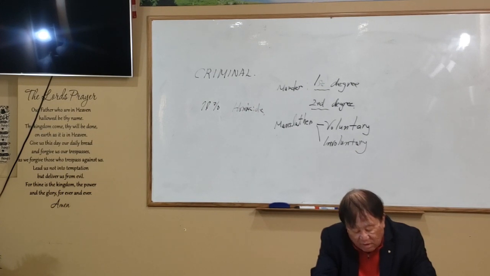Model Penal Code position, extreme disturbance. The code would reduce murder to manslaughter if the killing was committed under the influence of extreme mental or emotional disturbance, for which there is a reasonable explanation or excuse. This is somewhat similar to the adequate provocation standard, but encourages submission of the case to the jury.